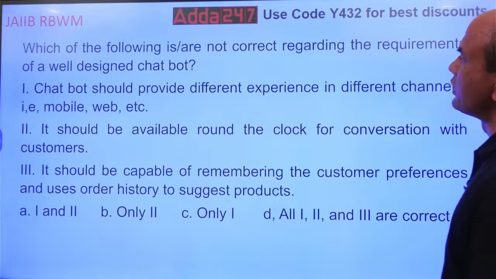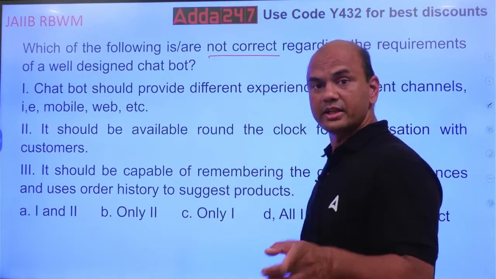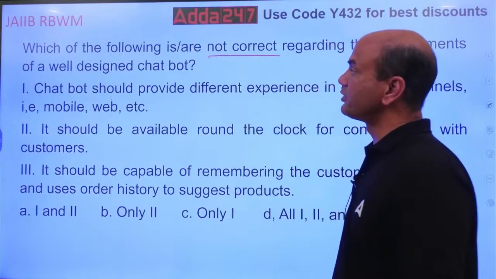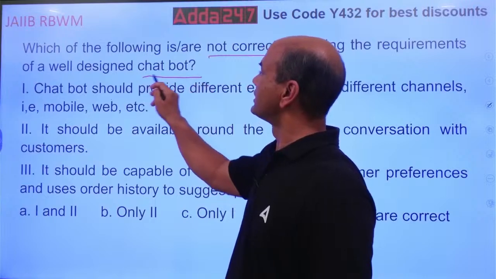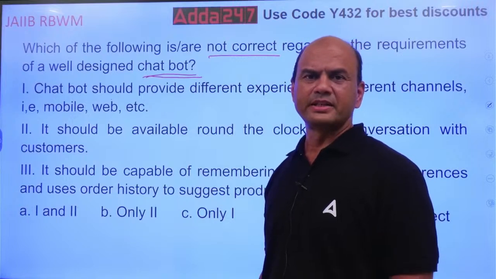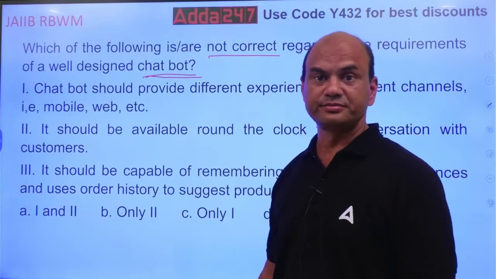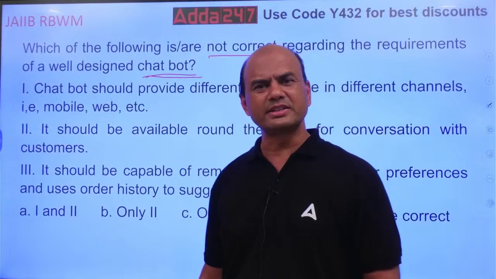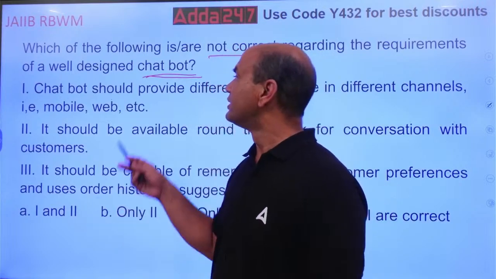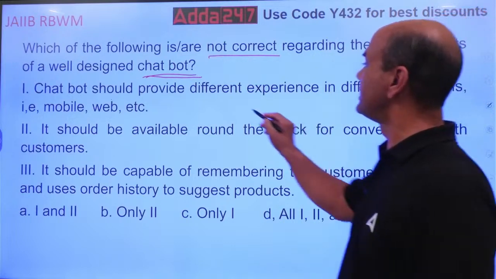Which of the following is not correct? Again, focus. You want the incorrect one. Regarding the requirements of the well-designed chatbot. Chatbot is a new AI feature. Now all the banks are having chatbots. Chatbot means as if you are talking to some person, but there's no person. It's machine, AI. On all the websites you have nowadays, chatbots, websites, apps, isn't it? So chatbot should provide different experience in different channels. So you want incorrect, huh?